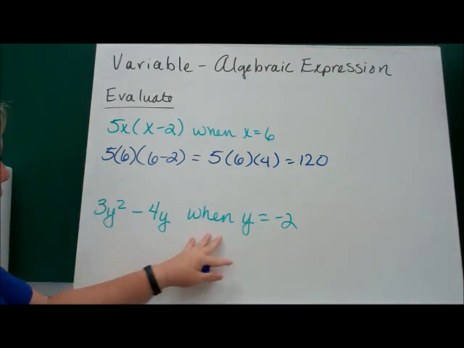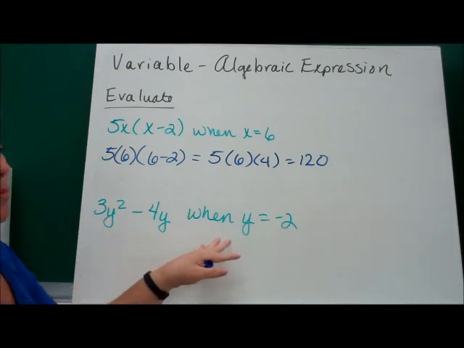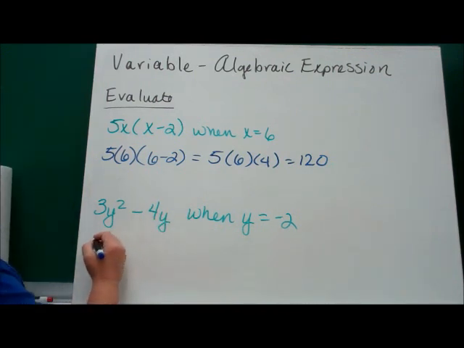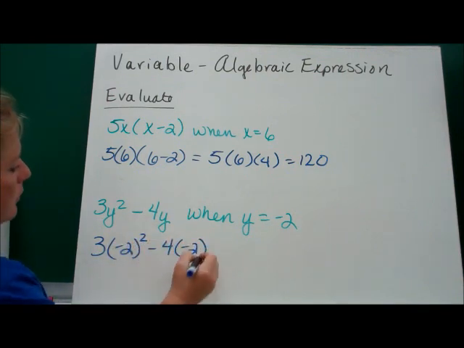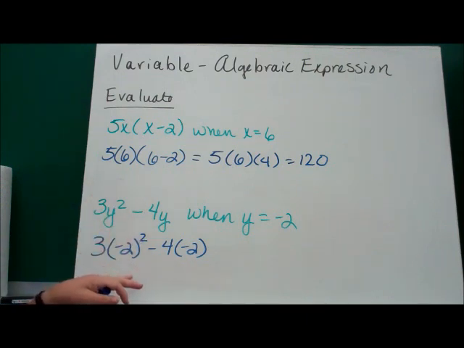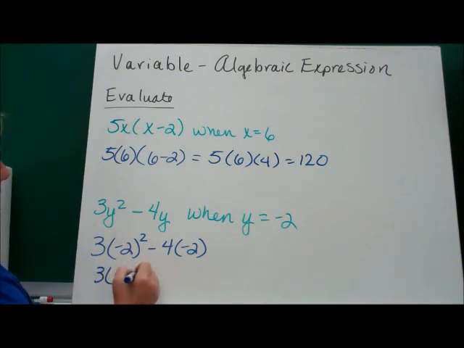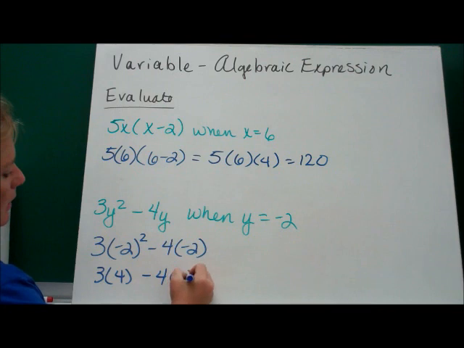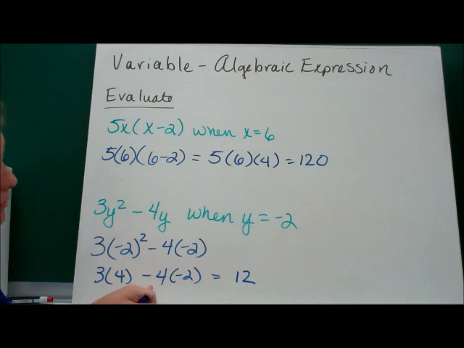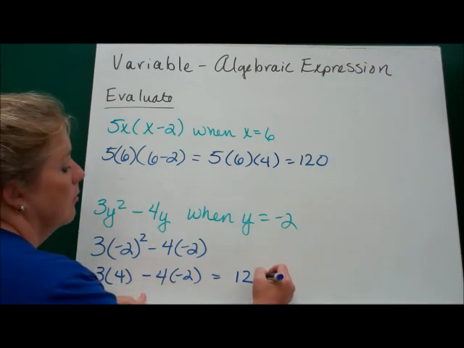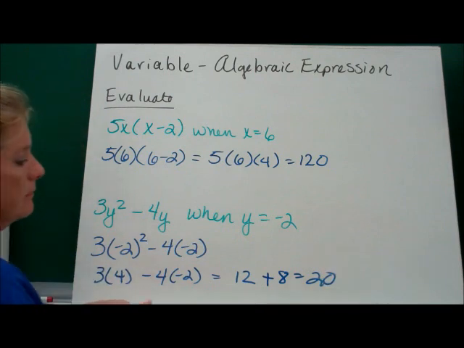Okay, next one. 3y squared minus 4y when y equals negative 2. Okay, so this is 3 times negative 2 squared minus 4 times negative 2. Parentheses, exponents. Well, here, the parentheses here is just representing multiplication, so we're not going to deal with that yet. But here we have an exponent, so this is going to be 3 times 4 minus 4 times negative 2. Now multiply, we've got 3 times 4, which is 12. Now, negative 4 times negative 2 is going to become plus 8, which is 20.